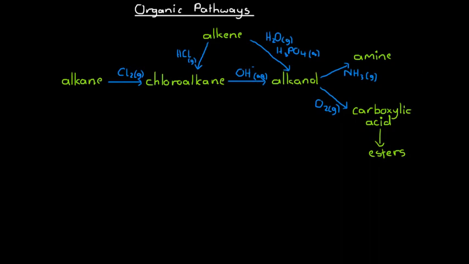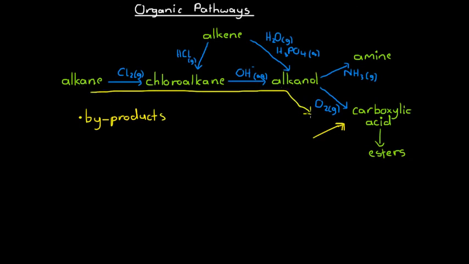Now, an important consideration when we're designing a reaction pathway to produce a certain product is the fact that in each of these steps, byproducts will be formed. So perhaps we want to produce a specific carboxylic acid. We want to produce a very specific type of carboxylic acid. And what we're doing is we're starting off with an alkane, and we want to get to this carboxylic acid. So what we're going to do is go through each of these steps. We're probably going to take this path. So we're probably going to go to a chloroalkane, then an alkanol, then a carboxylic acid.